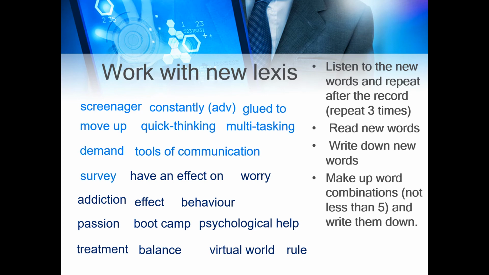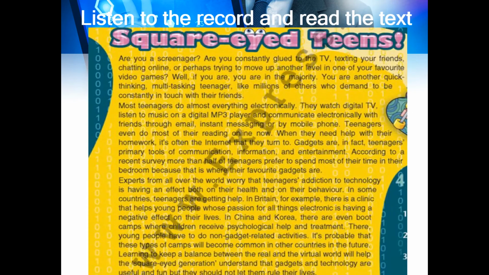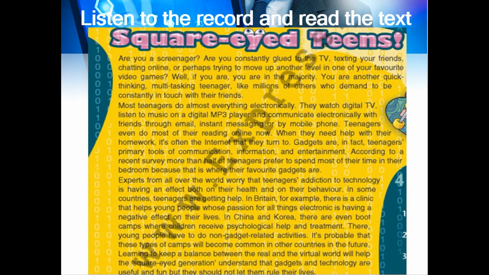So now you're going to work with new words. Your task is to read the new words, write them down, and then make up word combinations and write them down. And now we are going to find out the meaning of our topic. Who are the square-eyed teens? Your task is to listen to and read the text.